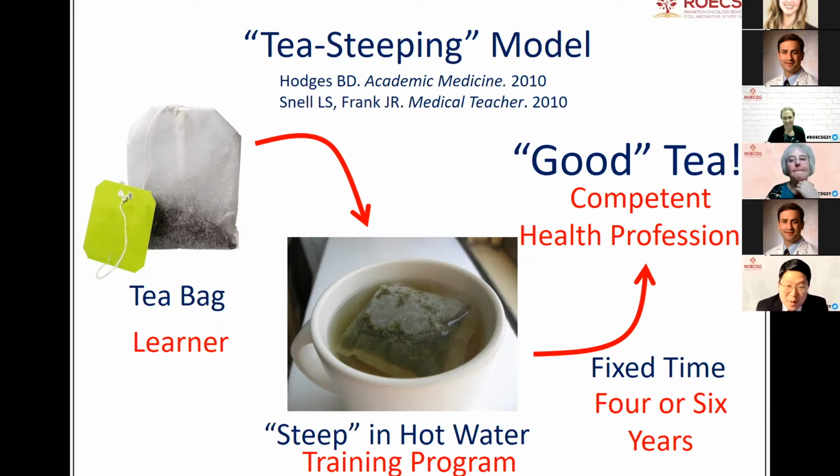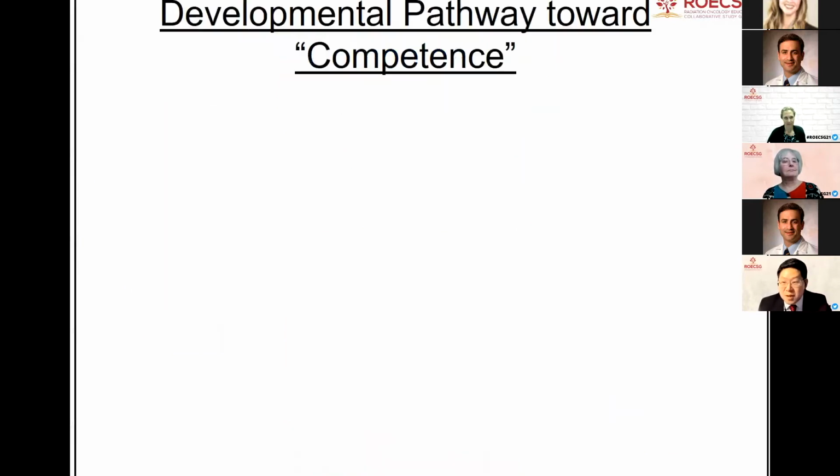Now, this movement really came about and has really changed some of the ways we assess and measure performance for our learners and beyond. What that has led us to is beginning to consider this tea-steeping model, to allow us to now think more closely about competence and what it means to be competent.